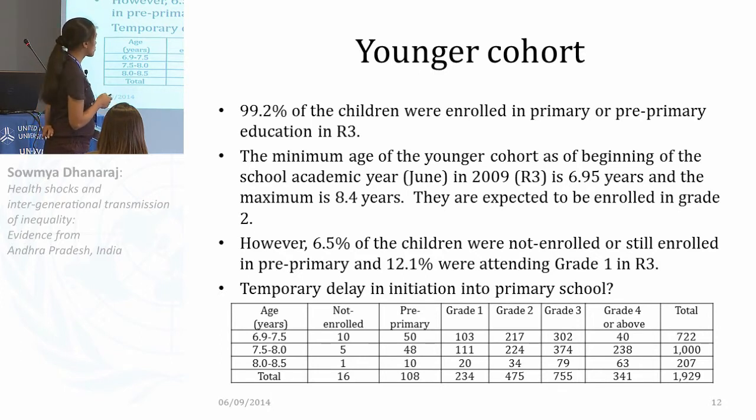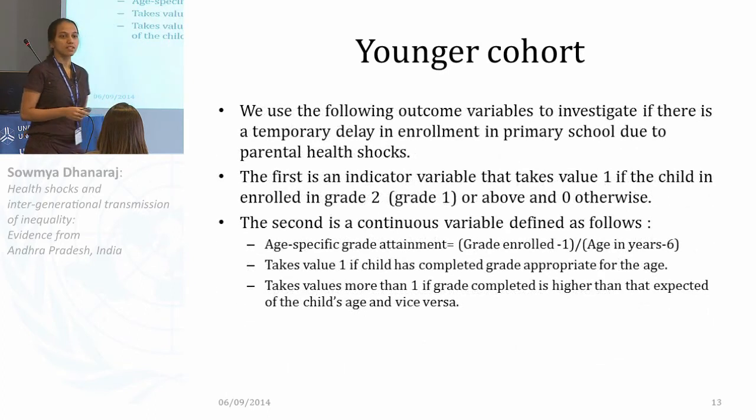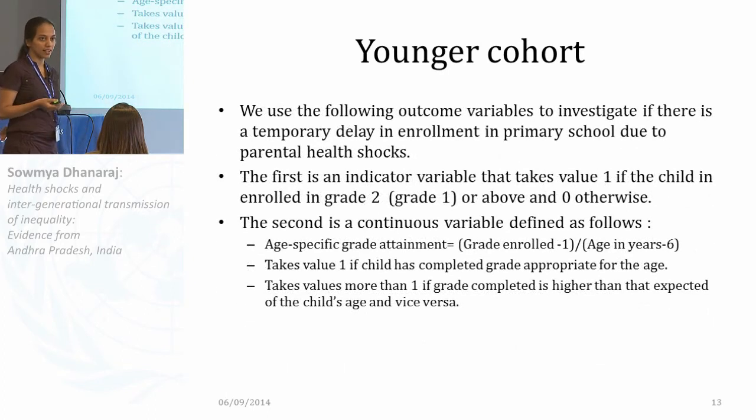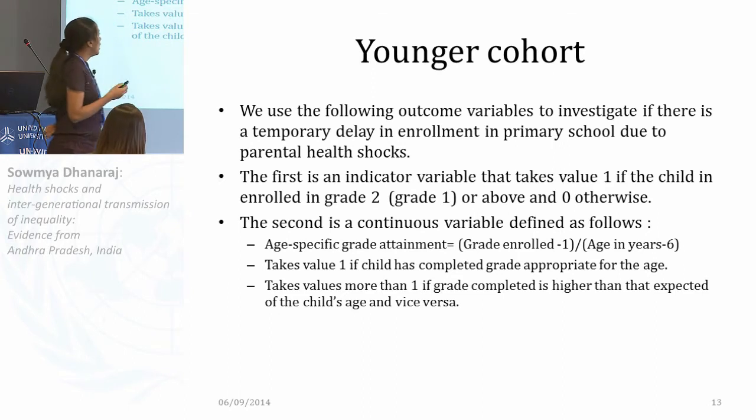But you find that 6.5% of children were not enrolled, or they were still enrolled in pre-primary, and 12% were attending grade 1, so they were lagging behind. So is there a temporary delay in the initiation into primary school? For this, I use 2 outcome variables. The first variable is an indicator variable which takes value 1 if the child is enrolled in grade 2 and above, and it takes 0 otherwise.